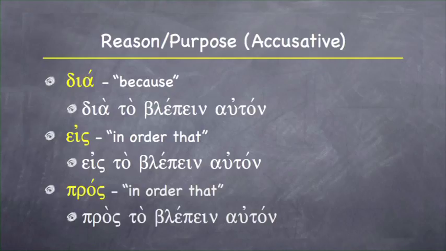Let me give you the first example, and I'll show you. You may see something like this: dia ta blepein auton. Okay, here's how you remember it. Dia with an articular infinitive means because. Okay, that's your vocabulary card. Dia with an articular infinitive means because.